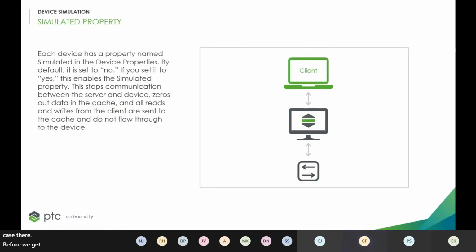Before we get into the actual simulator drivers, I have to show you that each device has, in the device properties, which I'm going to show you in the interface in a second, a simulated option. All devices have a simulated option. By default it is no. But if you set it to yes, if you had a real communication to the device, the server and the device will cease communication. It will zero out the data in the cache, and all reads and writes from the client will be sent to the cache, but will not go to the actual device.